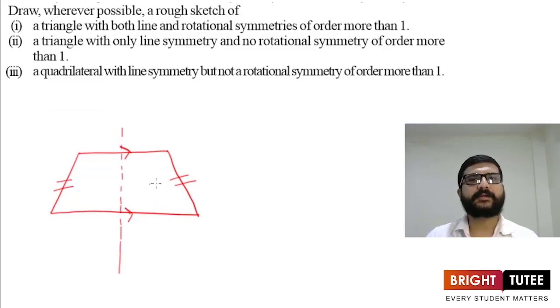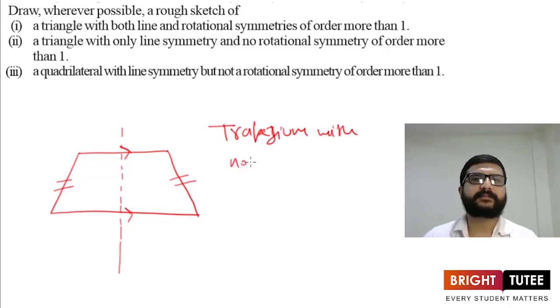And what about its rotational symmetry? We get the same figure back again only when we rotate this through 360 degrees. Other than that angle, we cannot get the same figure back again. So it means it has a rotational symmetry of order 1, but it does not have a rotational symmetry of order more than 1. So therefore, the example for this one is a trapezium with non-parallel sides equal.